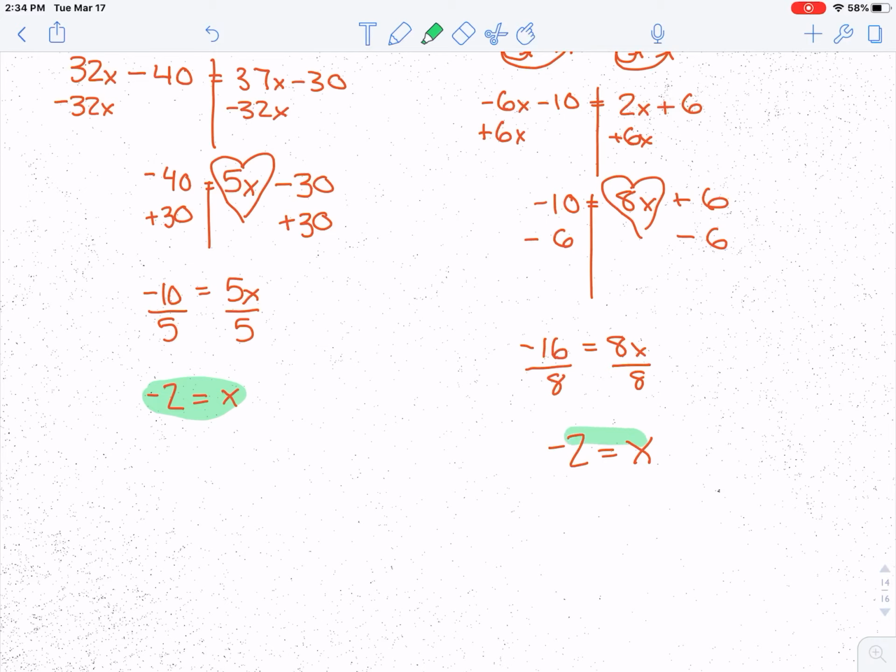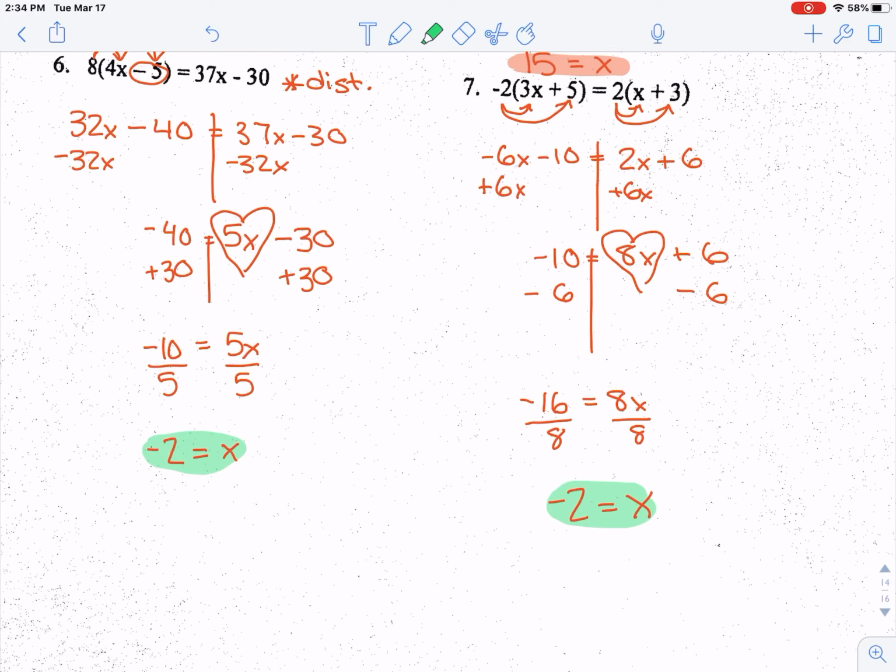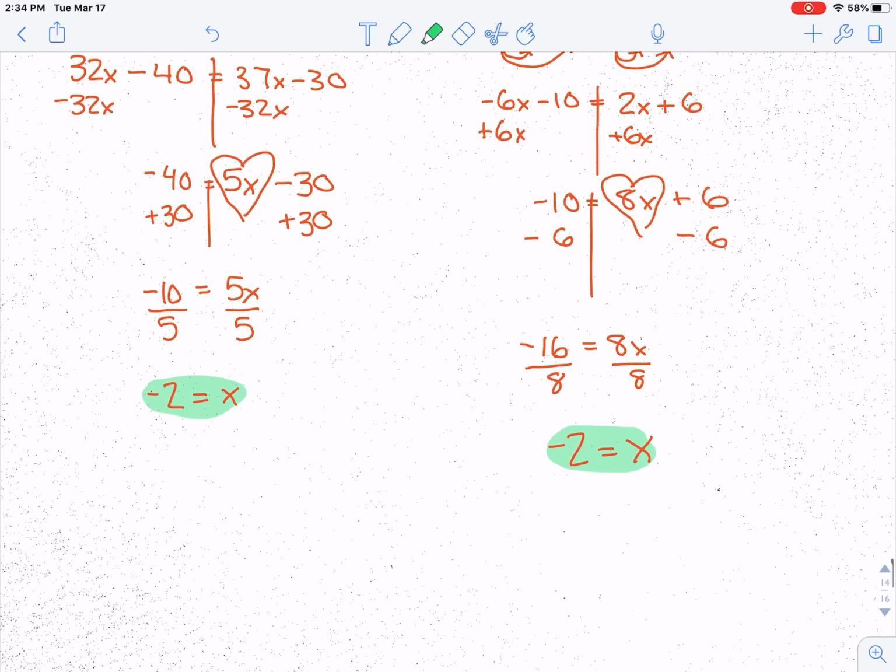So again, remember, in the very beginning, it said to check your answers. You can always recheck your answers by just plugging in your number that you get for your variable and check to make sure you get the same thing on both sides of your equal sign.